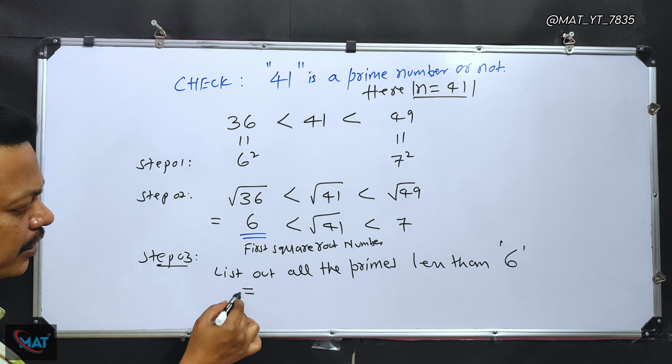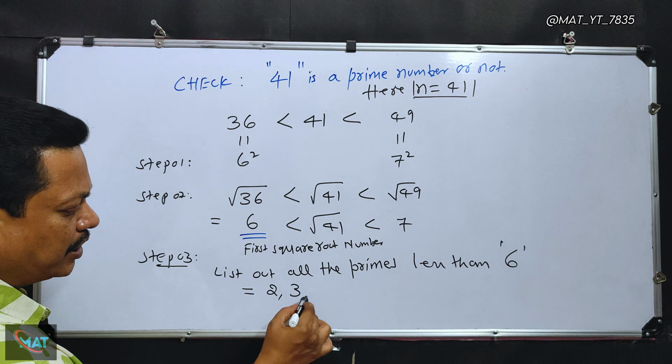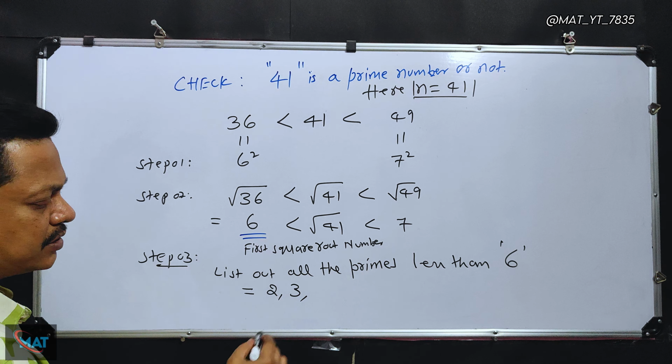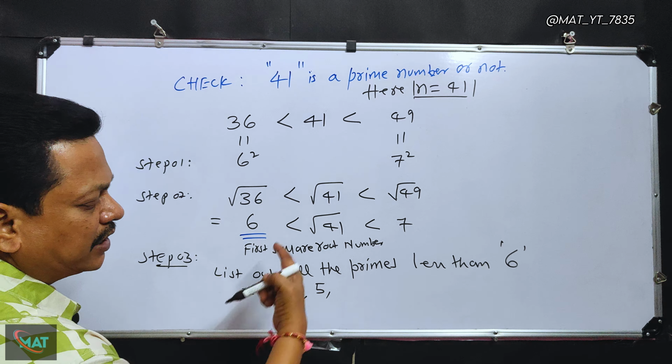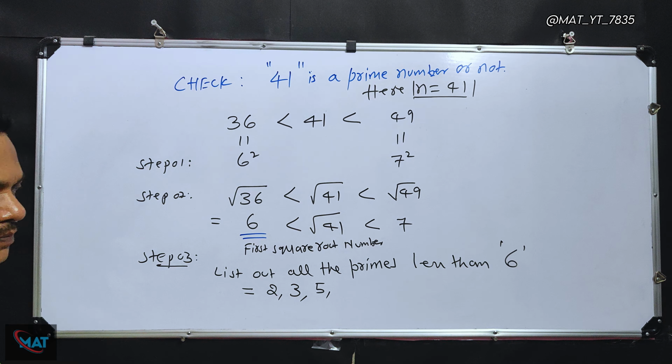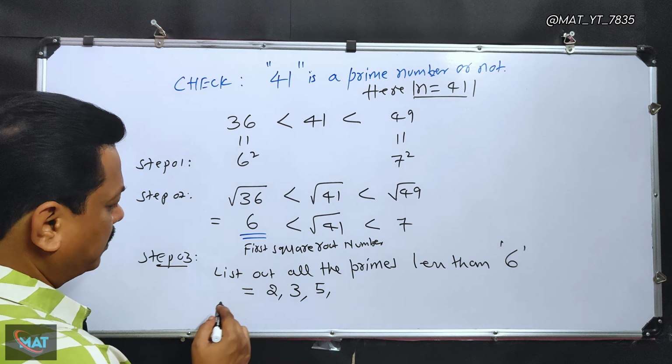So what do you get here? 2 is the first prime number less than 6. 3 is a prime number less than 6. 5 is a prime number less than 6. Next will be 7, so we should stop. So we got 2, 3, 5, the prime numbers which are less than the first square root number.